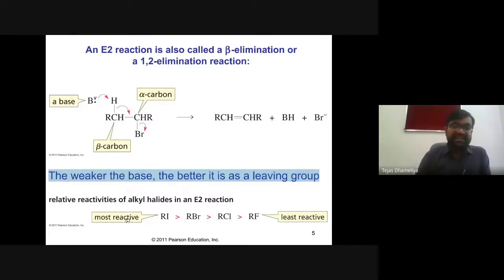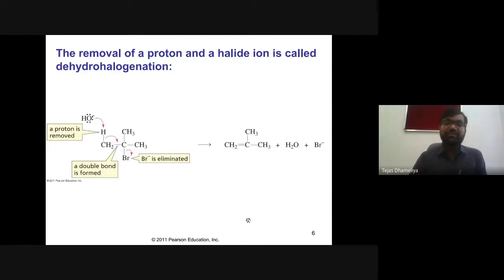So this is the relative reactivity of alkyl halide in E2 reaction. And this order is the same as that of SN2. It is not different, it is the same. RI followed by RBr followed by RCl, and least reactivity is observed with RF. So that is majorly seen in this case. Removal of a proton and a halide ion is called dehydrohalogenation. तो तीसरा नाम आ गया E2 reaction.